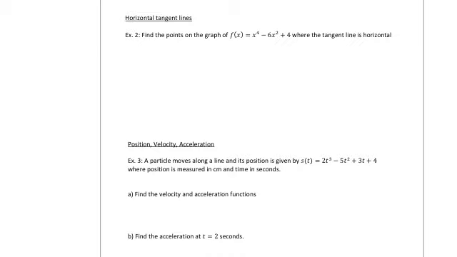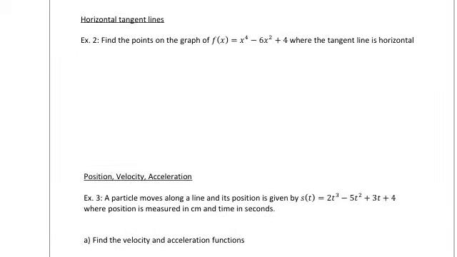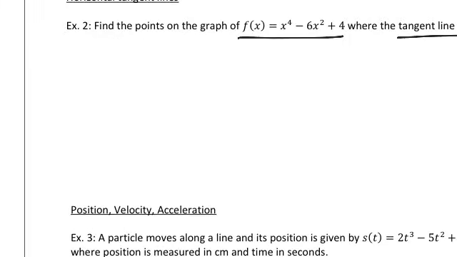Okay, so we have learned now how to differentiate polynomials, and so I could give you a question like this. Find the points on the graph where f of x equals x to the 4th minus 6x squared plus 4 has a horizontal tangent line. Find the points on the graph of that where the tangent line is horizontal, right? So remember, horizontal means slope 0. Slope is the derivative, so we're looking for a place where f prime is equal to 0.